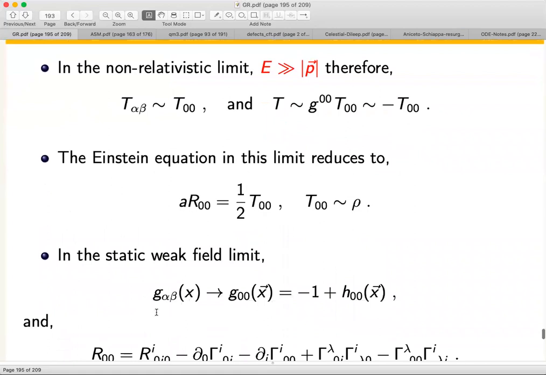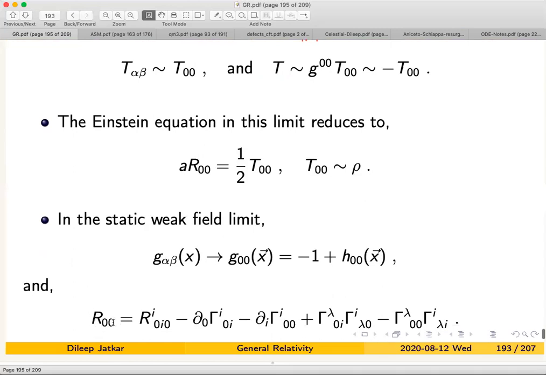In the static weak field limit, G alpha beta has a dominant contribution coming from G00. G I J are down by V squared by C squared factor. And there is no G0I because we are in the static limit. So there is a term which is of order 1, then there is no term of order V by C, and the next non-vanishing term is directly at order V squared by C squared. And if V is reasonably small, to leading order you can just ignore that. So G alpha beta reduces to this, and let's write that as -1 plus H00. So that is a kind of deviation from the Minkowski metric.